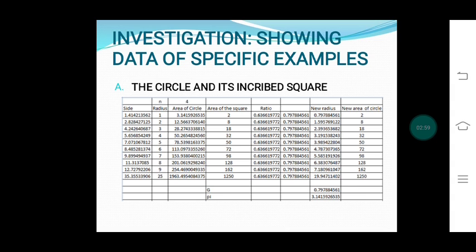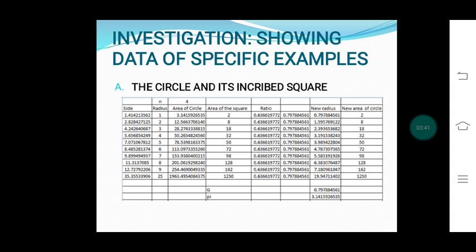So, our radius, the length of the radius of the circle, is increasing, from 1 to 25. But our ratio remains the same, as you can see in the table. So, the ratio in the fifth column is multiplied to itself to get the value in the sixth column. Then the value of the sixth column is multiplied to the second column to get the new radius in the seventh column.